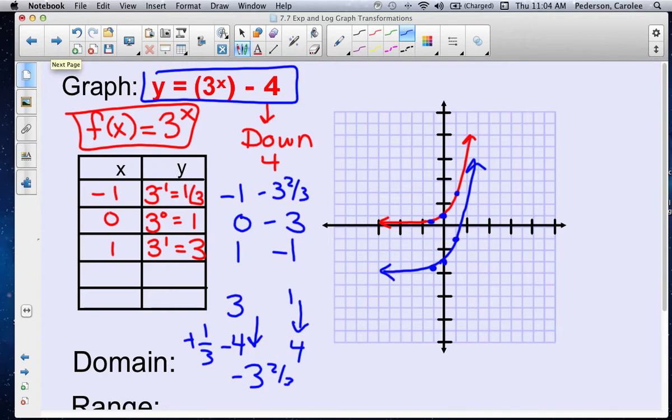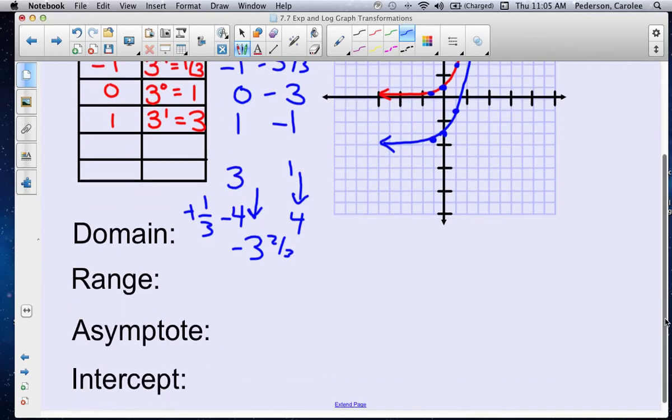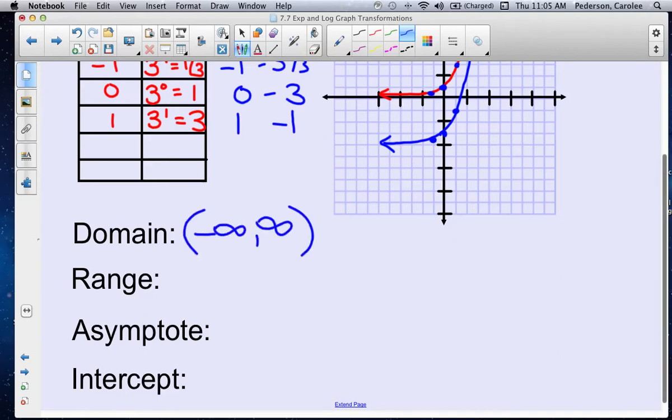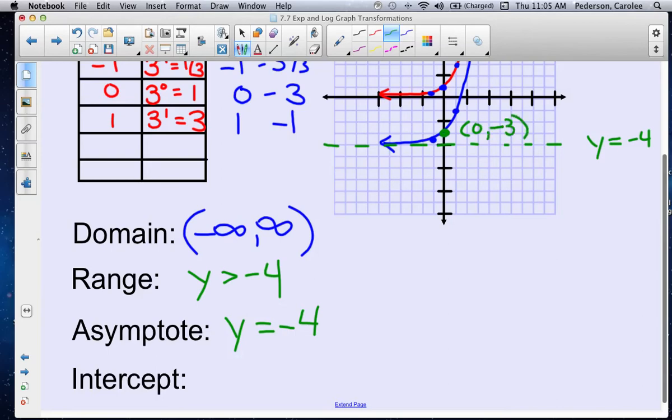What would be the domain? It's still the same as its parent function, -infinity to infinity. Its range now has a horizontal asymptote at y equals -4. So the values have to be greater than -4. And then it has an intercept of over 0, down 3.